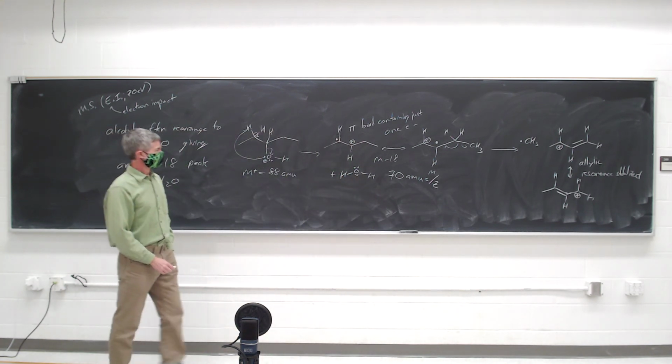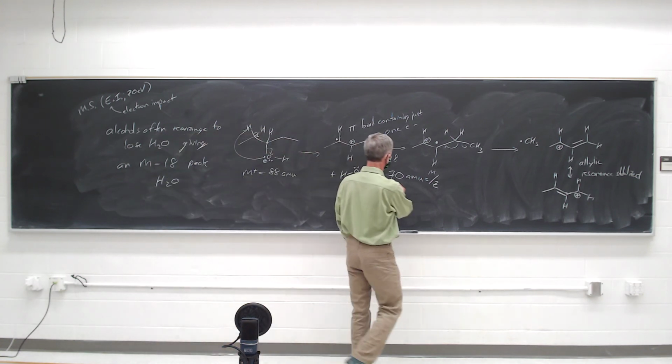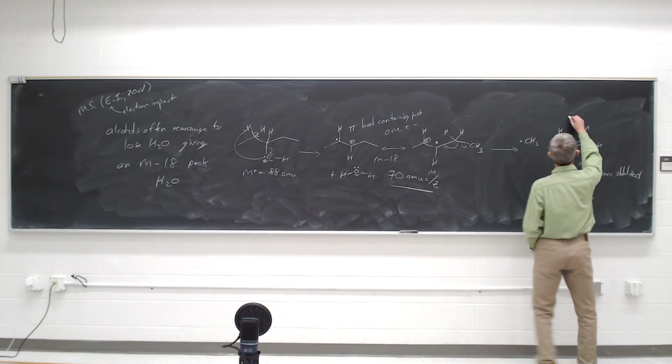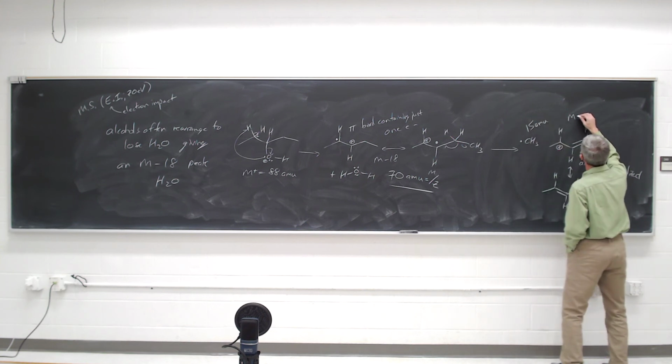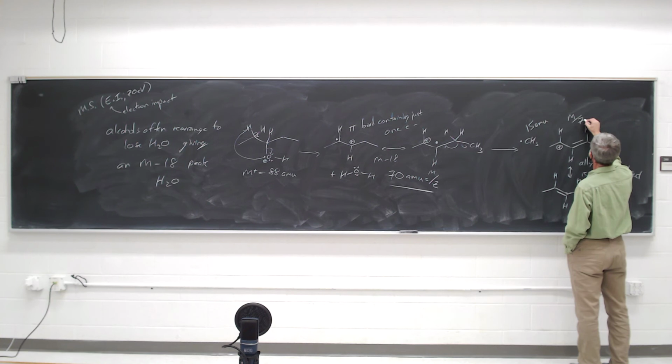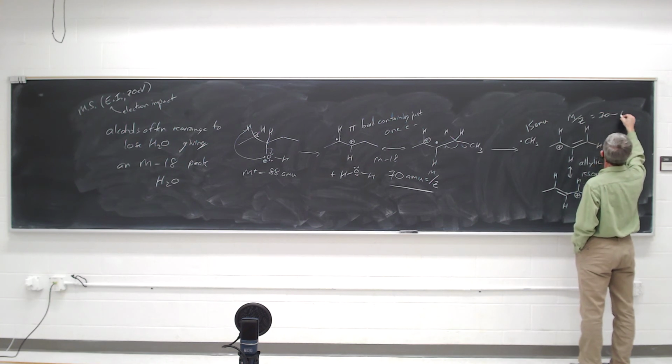Is it n minus 15 from the last one? It's 70 minus 15, and that's 15, an odd number. Right, so the m/z for this is 70 minus 15, 55.